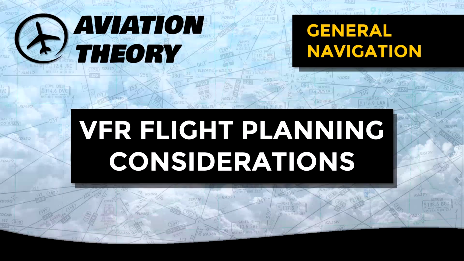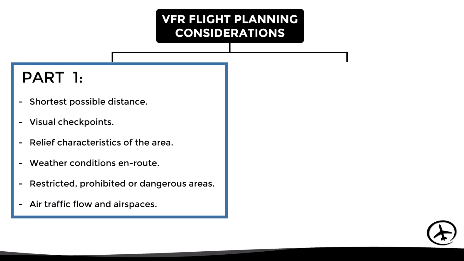Today, we will look at the second part of the VFR flight planning considerations, since as we mentioned in the previous video, we divided this topic into two parts. In the first part we talked about the flight plan distance, availability of visual checkpoints, terrain and relief characteristics of the area, weather conditions, as well as airspace structures and classification.